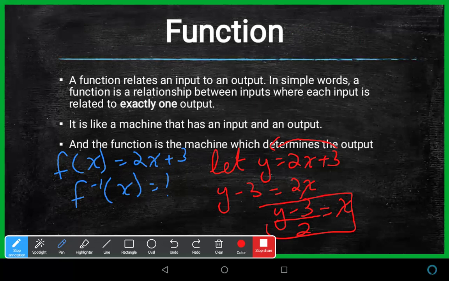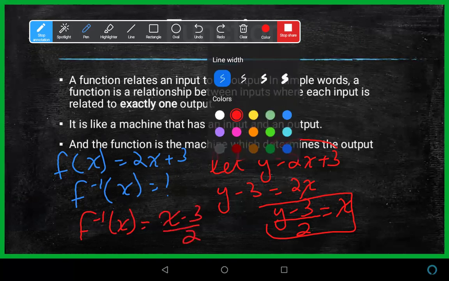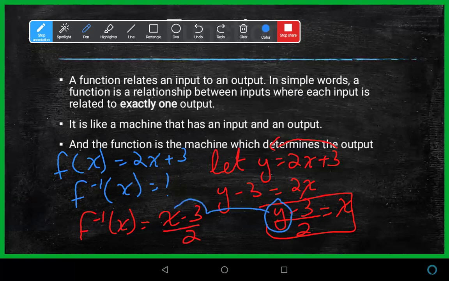How do we need to write the answer? Remember this. You have to write: f inverse of x is equal to (x minus 3) divided by 2. You replace y by x, because you can see the question is with x and y. We used y because we let the equation equal y. That's why there's a y at the end of the solution. But when you write the final answer, replace y by x. So this will be the final answer, (x minus 3) divided by 2, and you will get full marks for that.